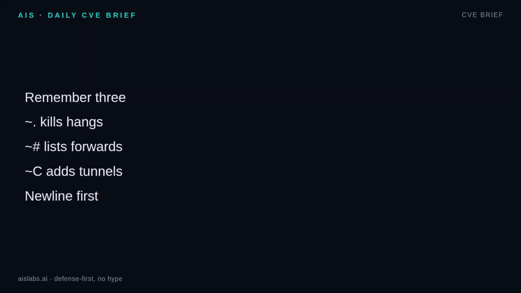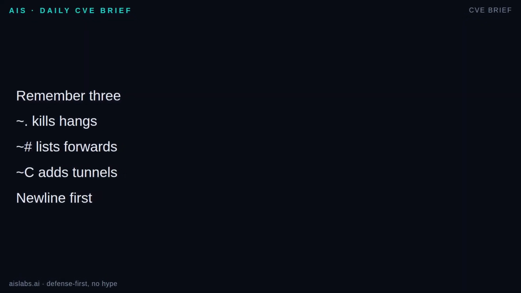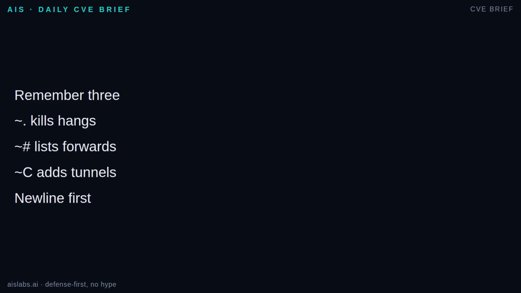Three beats to keep. First, tilde dot is the cleanest way to kill a hung SSH client when the network path is gone, and Control-C is useless. Second, tilde hash shows forwarded channels, which matters once SSH becomes more than a remote shell. Third, tilde C can add tunnels live, but know whether your client requires EnableEscapeCommandline and be deliberate about what you expose. And over all of it, escape sequences work only after a fresh newline, with tilde tilde for a literal tilde.